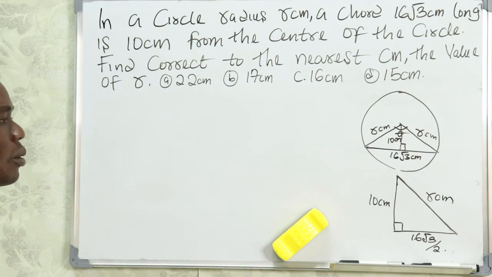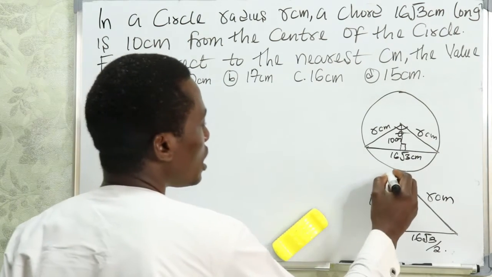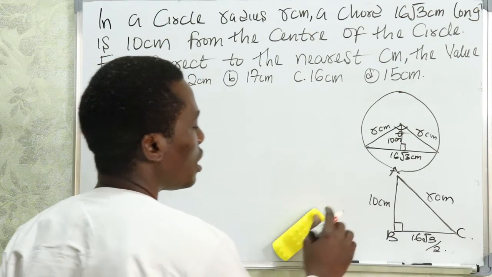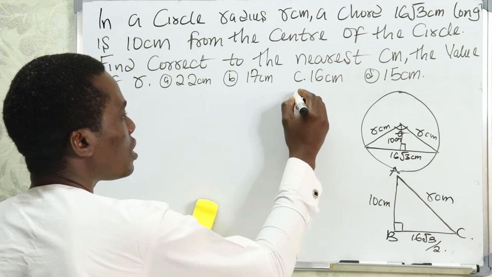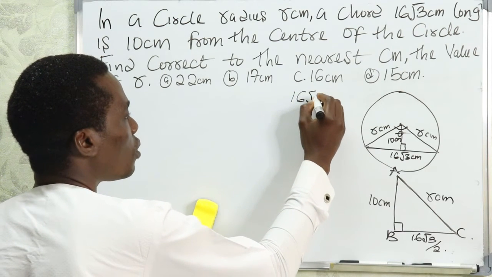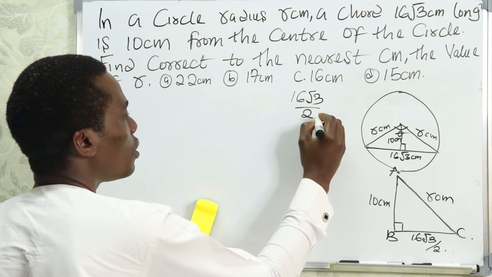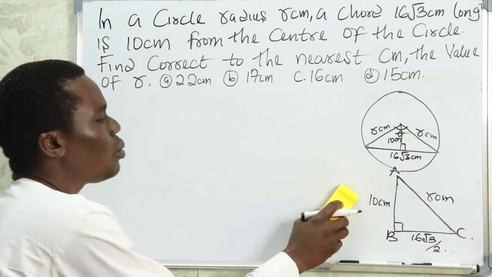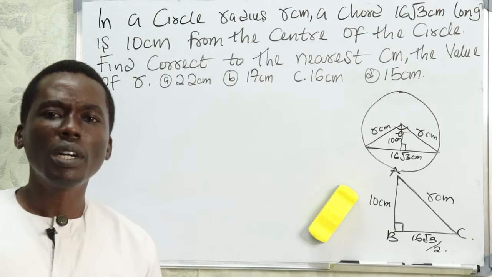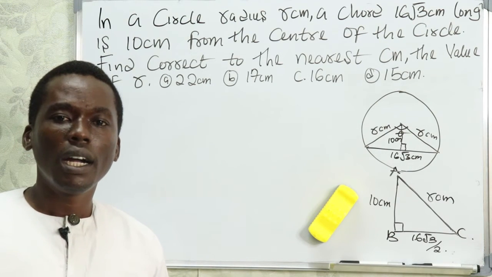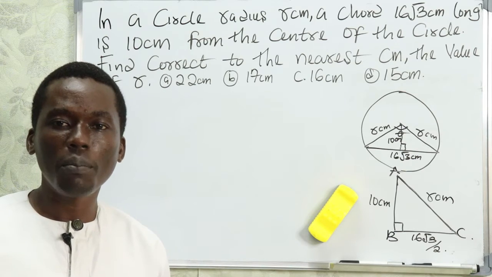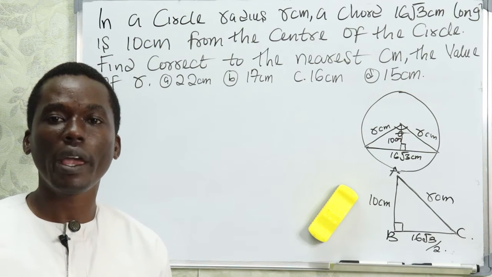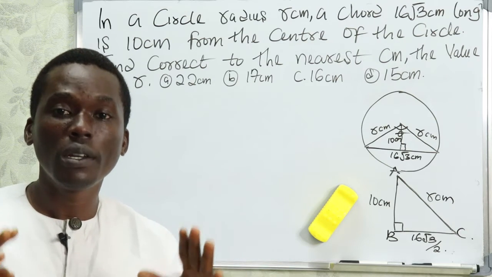Now, what does the Pythagoras theorem say? We are going to take this part to be A, this to be B, and this to be C. And when we simplify, our 16 root 3 divided by 2 will be this value. Now let's look at what Pythagoras theorem says. Pythagoras theorem says the square of the hypotenuse of a right angle triangle is equal to the sum of the squares of the other two sides.